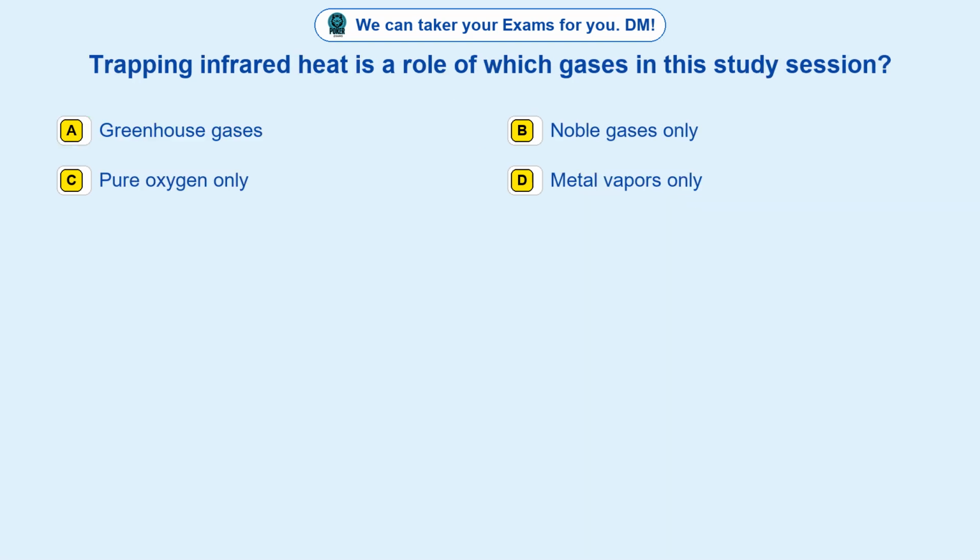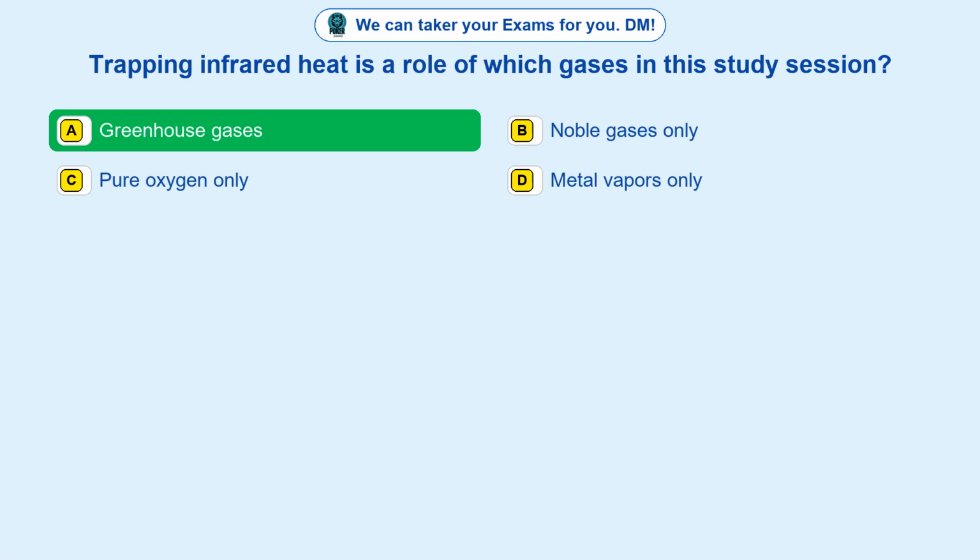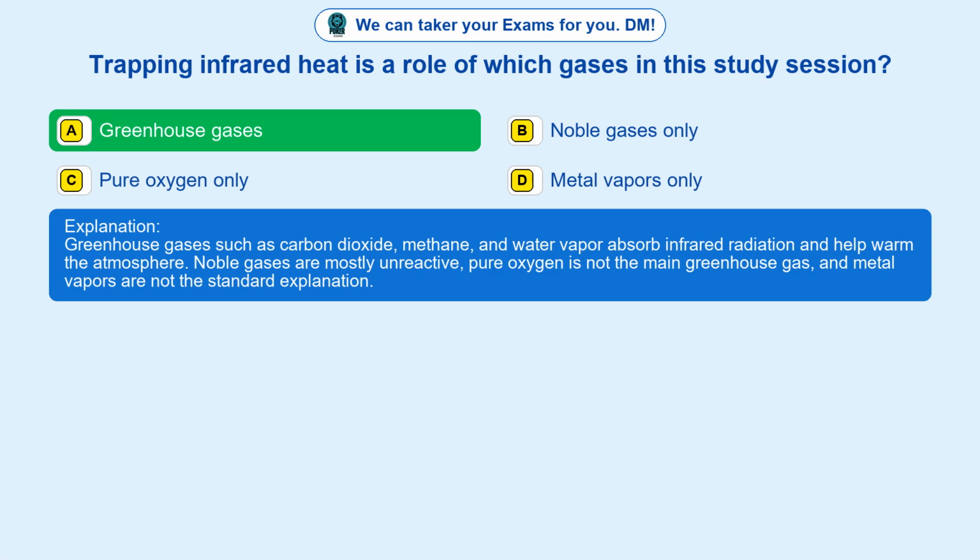Question 88. Trapping infrared heat is a role of which gases in this study session? Option A, greenhouse gases. Option B, noble gases only. Option C, pure oxygen only. Option D, metal vapors only. The correct answer is option A. Greenhouse gases. Greenhouse gases such as carbon dioxide, methane, and water vapor absorb infrared radiation and help warm the atmosphere. Noble gases are mostly unreactive, pure oxygen is not the main greenhouse gas, and metal vapors are not the standard explanation.